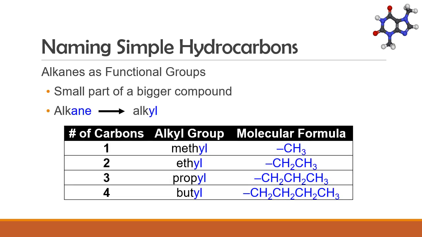alkanes become alkyls. Only the first 4 alkanes do so. When methane becomes a functional group or a side chain, its name changes to methyl. Ethane becomes ethyl, propane becomes propyl, and butane becomes butyl. We will know more about alkyl groups as we move on to naming complex organic compounds.